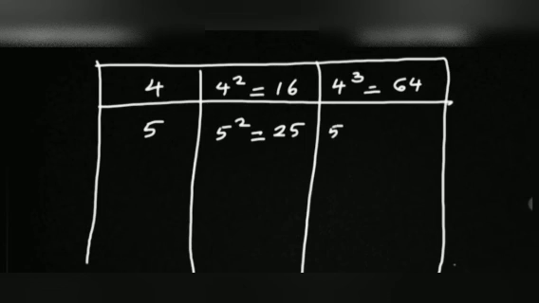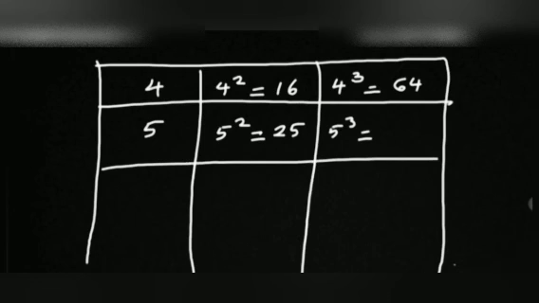Now we have to find out 5 cubed. What is meant by 5 cubed? 5 cubed means what? Multiplying 5 how many times? 3 times. 5 into 5 into 5. And the answer is 125.